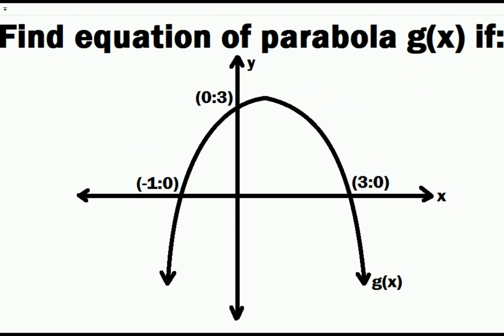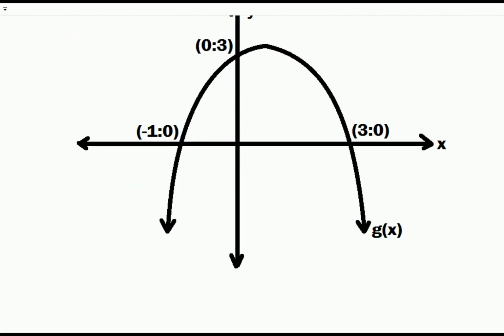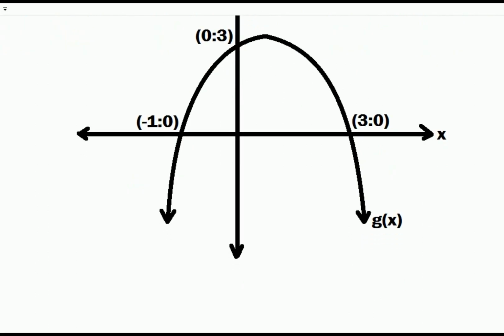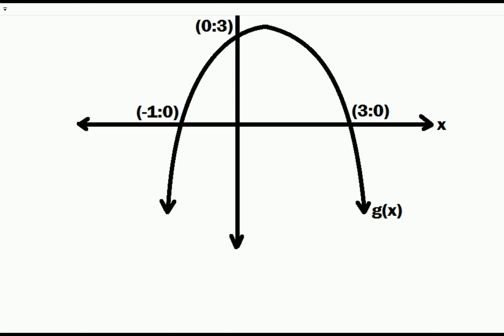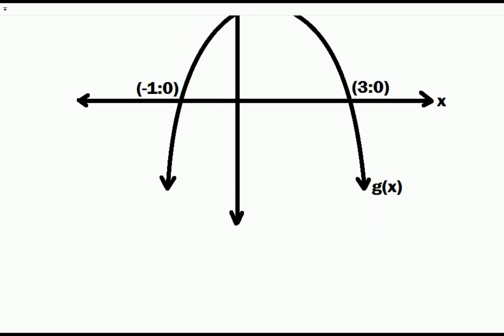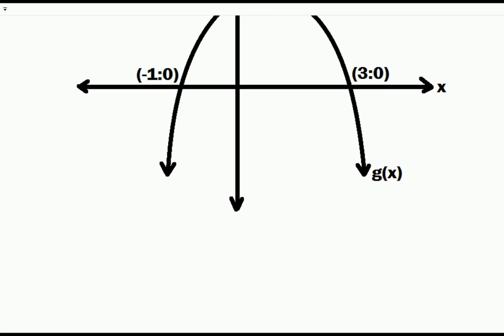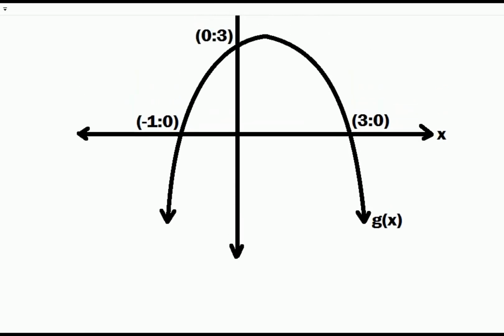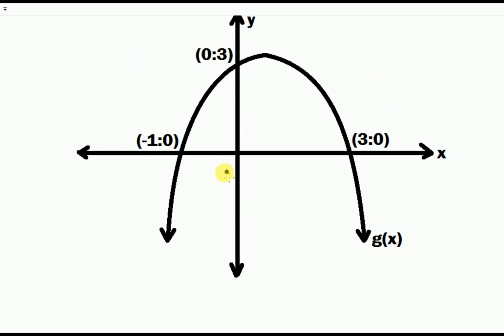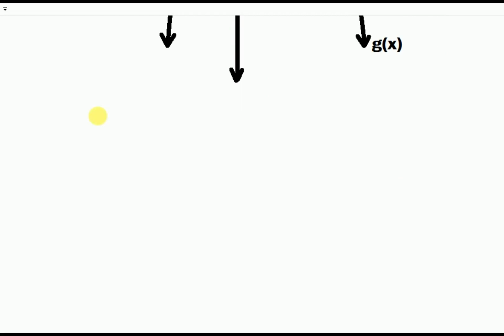From this point we are going to state everything that we are able to see. We are able to see that our A is going to be negative. Why? Because the sketch of our parabola of g of x opens downward, so we notice that A will be less than 0.